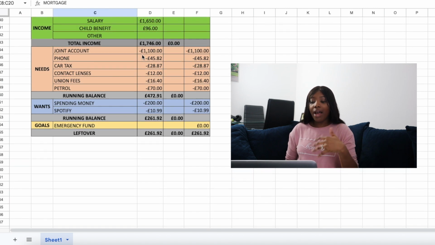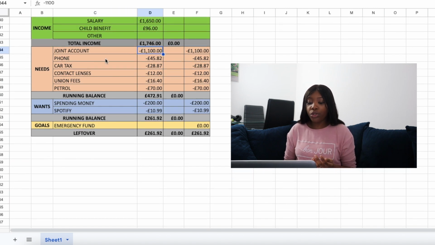And then they also have other things that they currently pay for. So in their needs, they also have a phone contract, it looks like, so they're paying $45.82. They've also got their car tax, so that's $28. They've got contact lenses as well, which is $12.